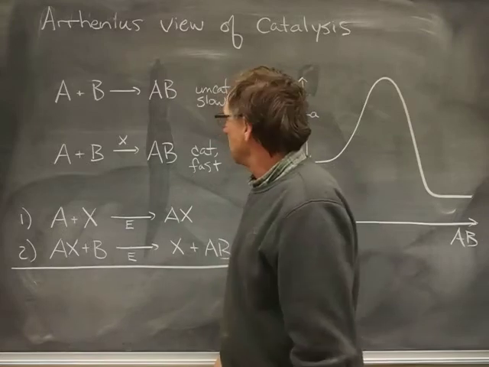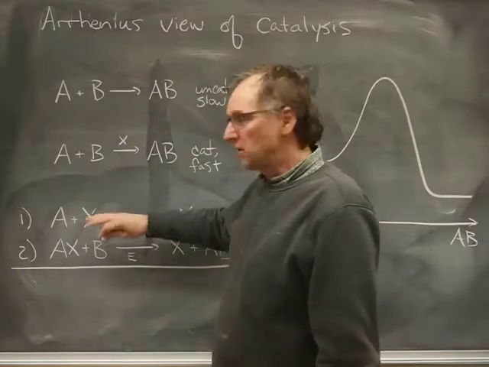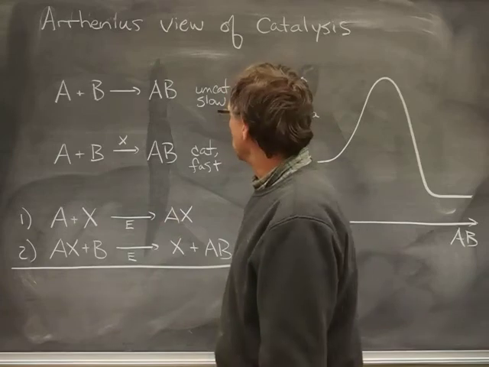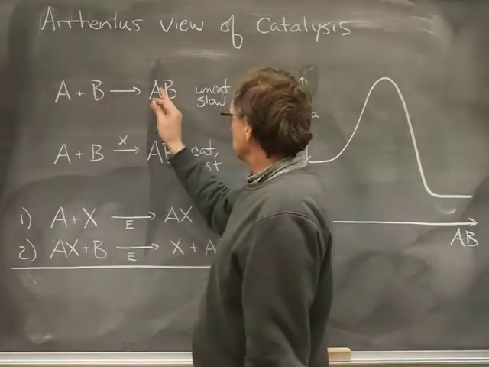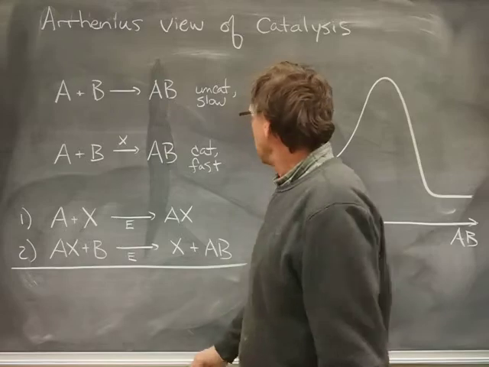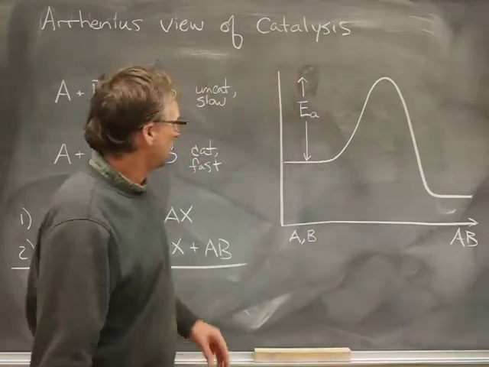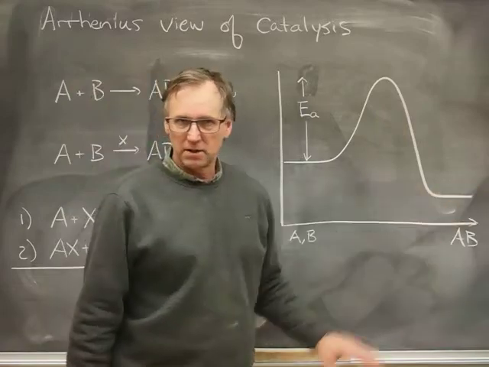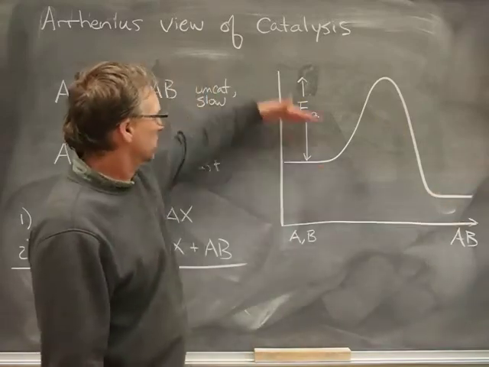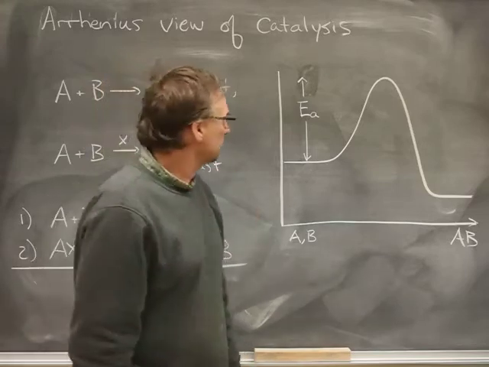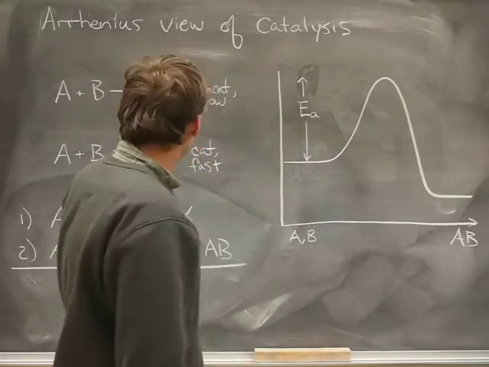So the idea I'm just going to develop here in an abstract way with just A and B. We're thinking A and B produce some compound AB, and that's uncatalyzed and it's slow, let's say, and I've depicted it as if it were a one-step reaction with this great big energy of activation, and the big energy of activation is what tells you that it's a slow reaction.